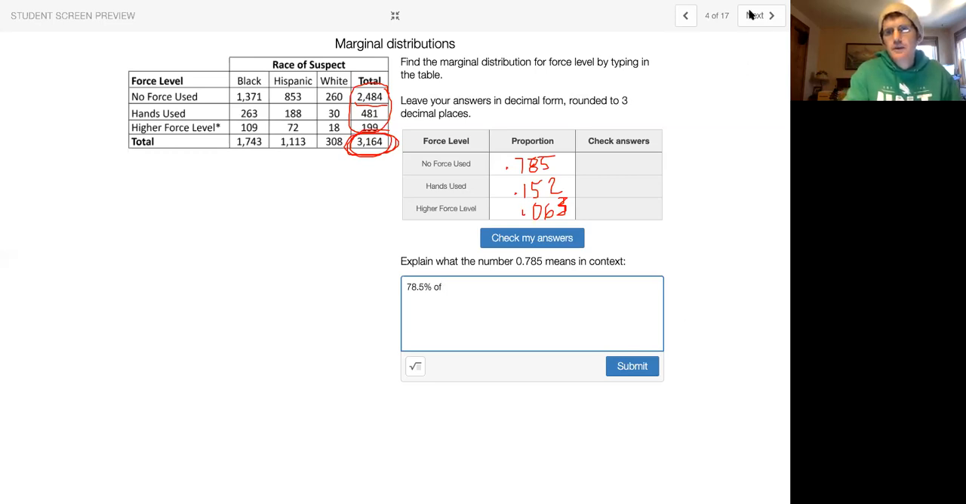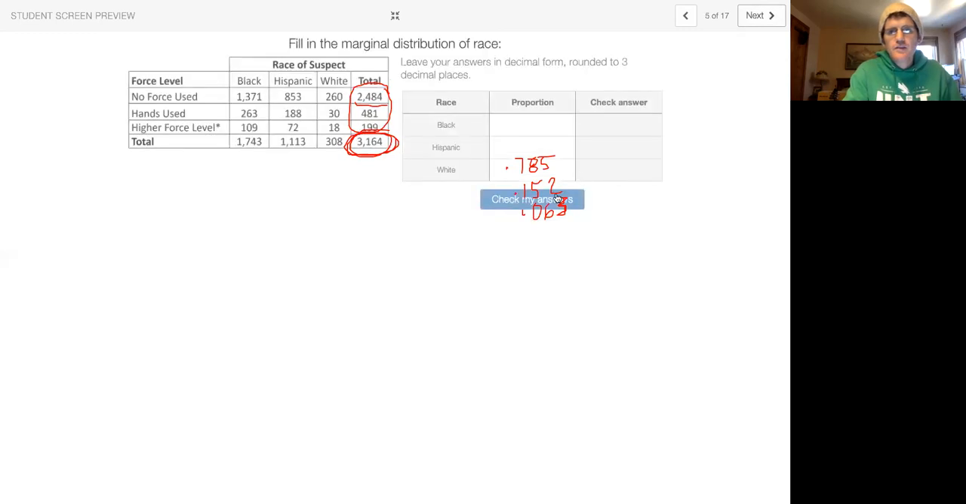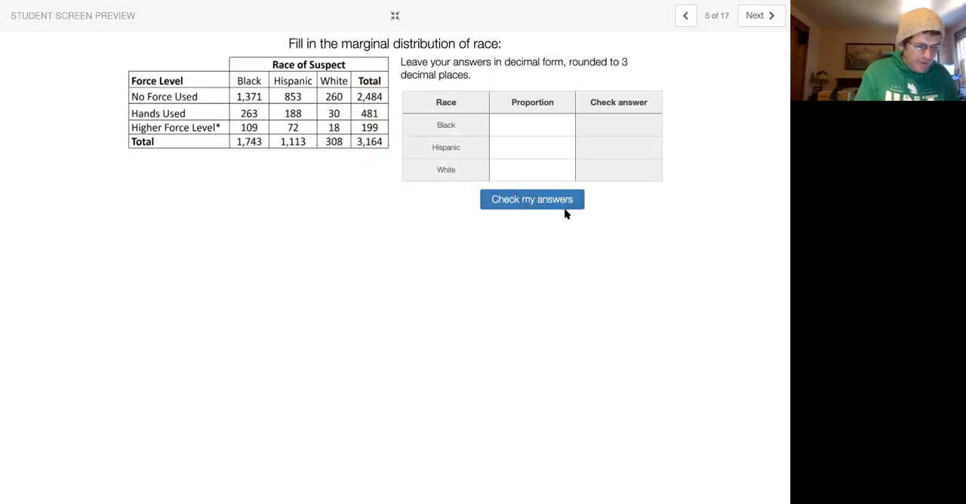All right, I'll just jump ahead from this one. They're asking us to do the same thing for this slide, except now they want us to look at the column totals right here and find those proportions. I already did these calculations, and I know you guys did too, but we have a little bit shorter time in class, so I'm going to run through this somewhat quickly. So all I did was 1,743 divided by 3,169.